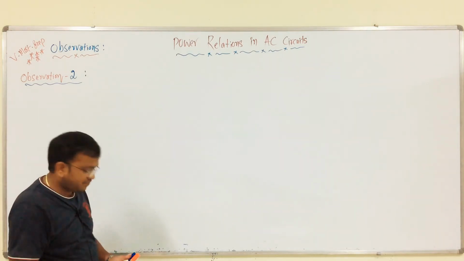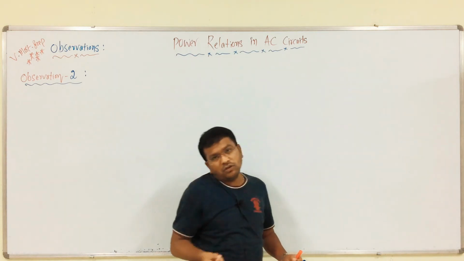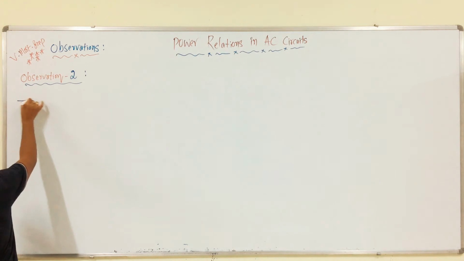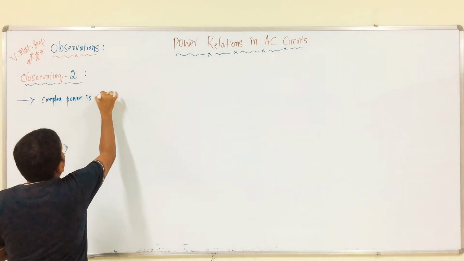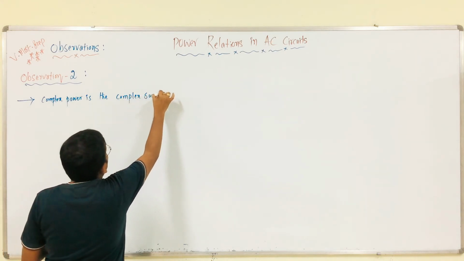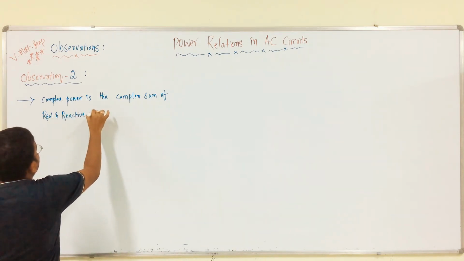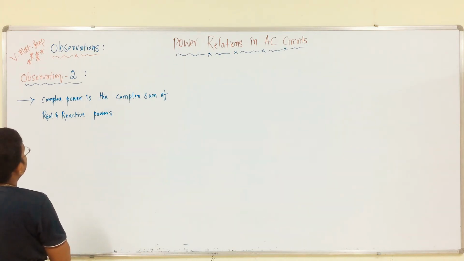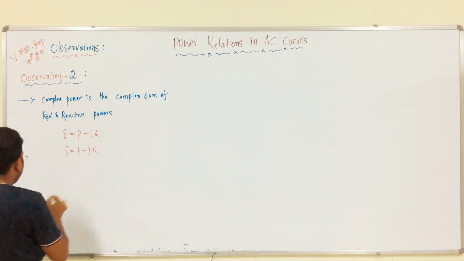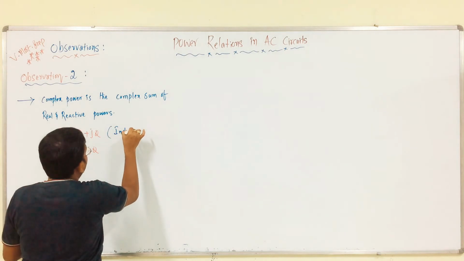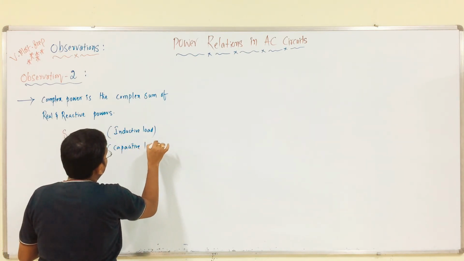Next, we will discuss observation 2, that is difference between complex power and apparent power. What is complex power? That is nothing but V into I conjugate, right? First we have to write: complex power is the complex sum of real and reactive powers. That is, we all know that S is equal to P plus jQ, like that S is equal to P minus jQ. This is for what? Inductive load, right? This is for what? Capacitive load.